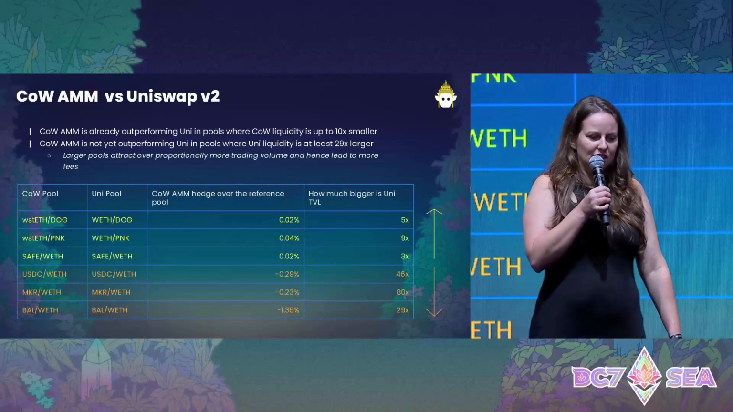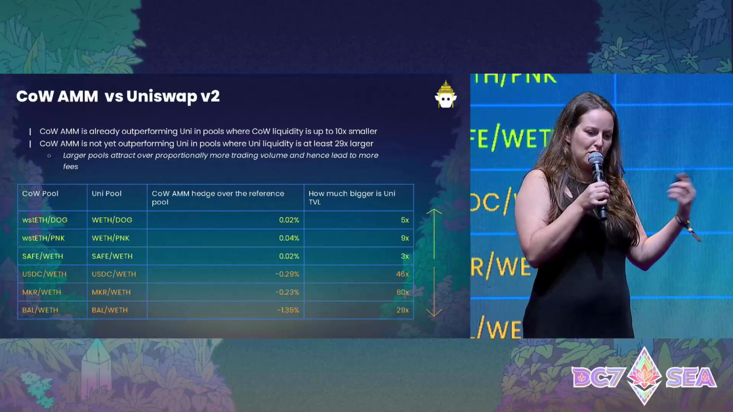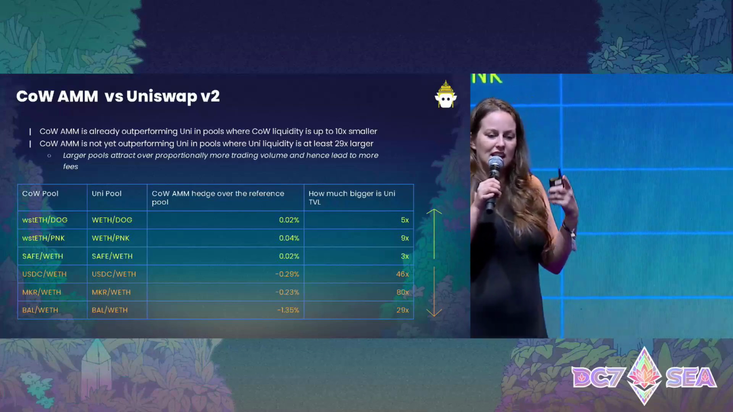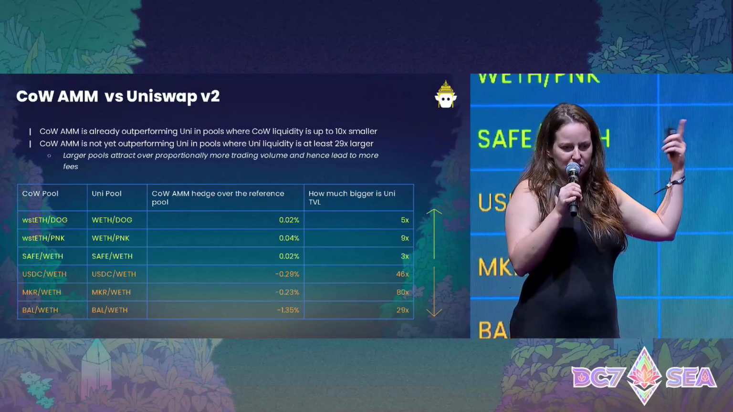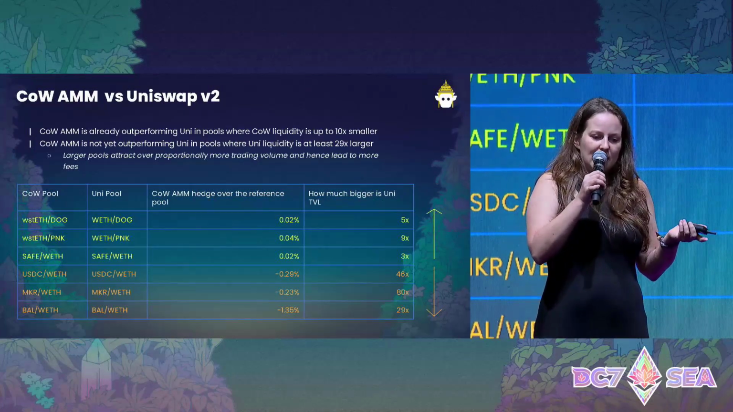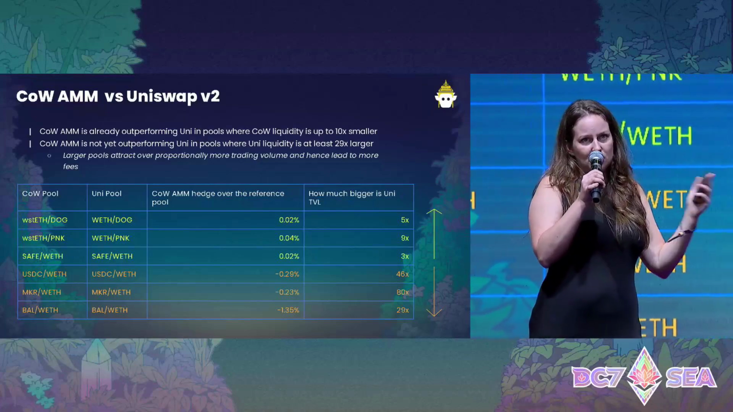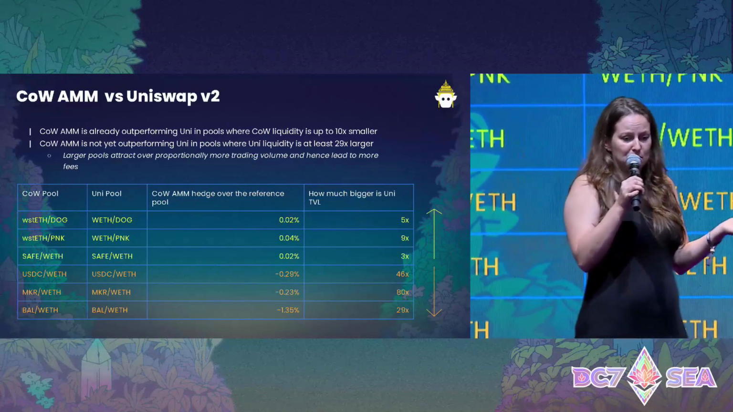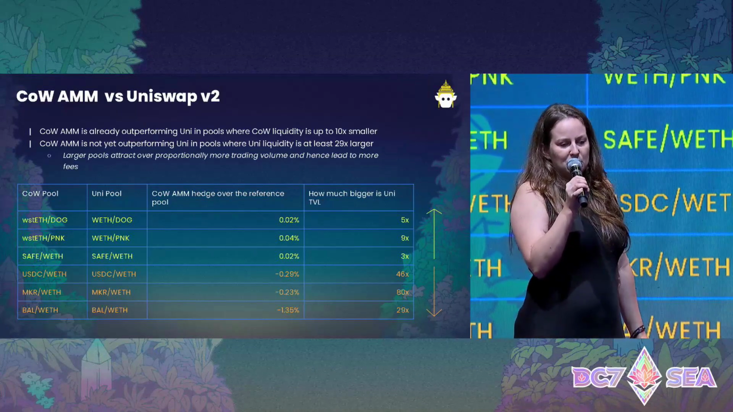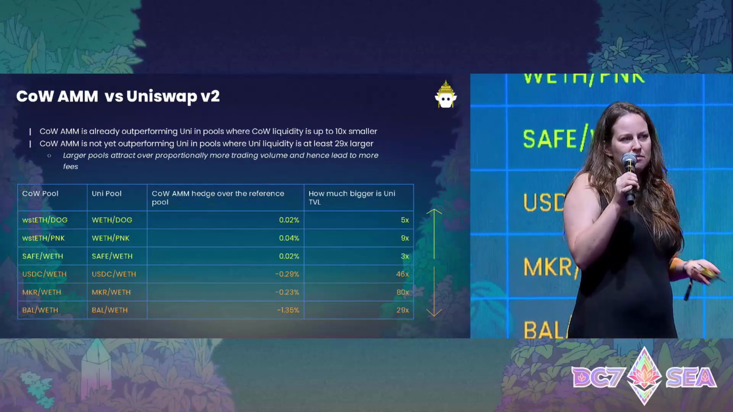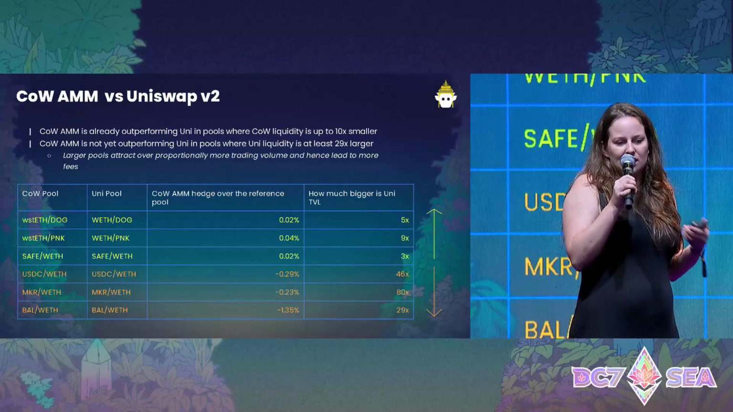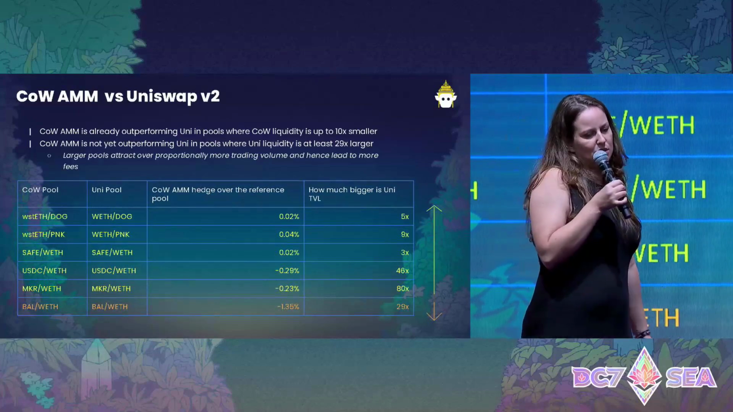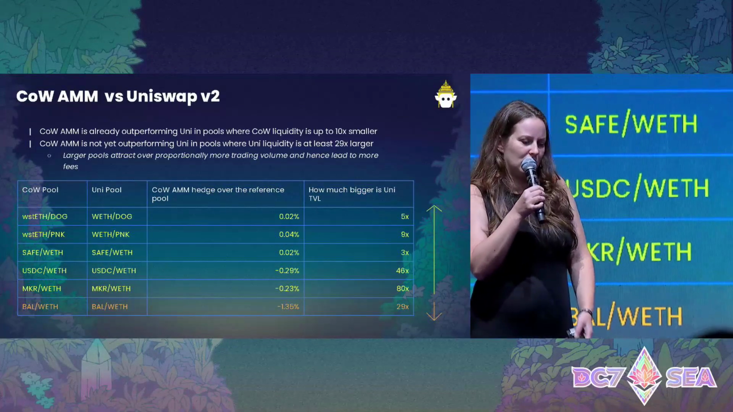Okay, let's look concretely at the pools. I already said that CoW AMM outperforms Uni v2 pools in 50% of the cases. But the interesting part here is we also looked at TVL. Uniswap has larger TVL than CoW AMM across all the pools we compared. And in those cases where Uniswap TVL is only between 3 to 9 times higher than on CoW AMM, CoW AMM already outperforms Uniswap. And only on pools where the TVL of Uniswap is between 30 to 80 times higher, CoW AMM is still underperforming. And this is kind of expected, because the more TVL you have, the more, disproportionately, it also attracts trading volume, so it will also generate more fees. So we should expect that as TVL grows on CoW AMM, its performance should also increase.